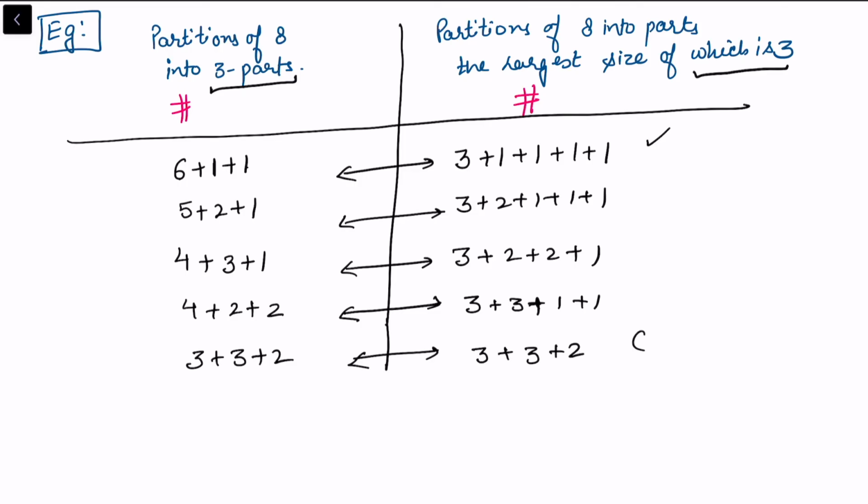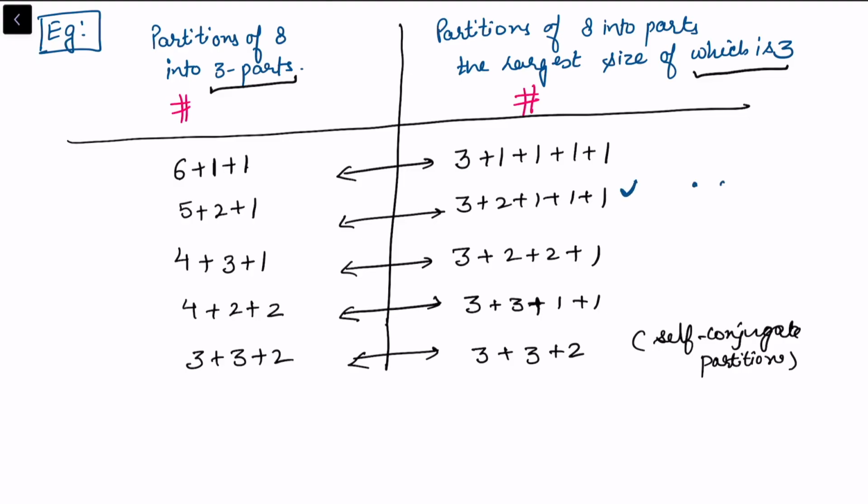In fact, this one we can call a self-conjugate also. So this partition is exactly turning into the same partition after the conjugate. So we can consider this as a self-conjugate partition. And to see the reverse implication, let's say I'm considering this partition.